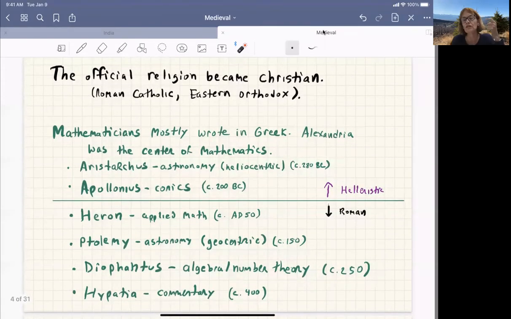Now, the official religion was Christianity, but in the West, it was Roman Catholic, and in the East, it was Eastern Orthodox. So basically two different branches of Christianity. Now, what language did the mathematicians use? Well, they mostly wrote in Greek. And the reason why is that Alexandria was the center of mathematics.